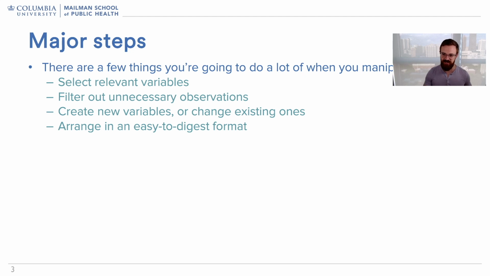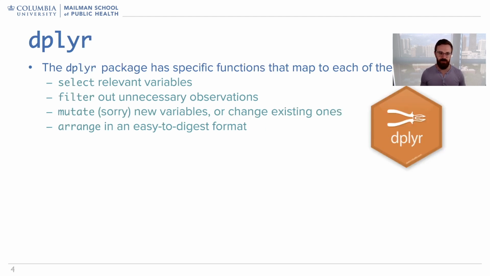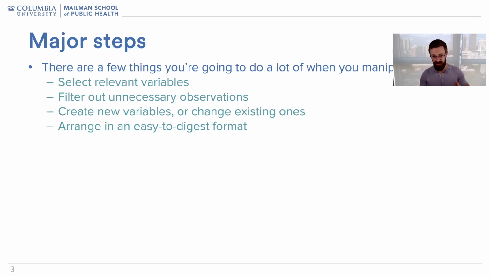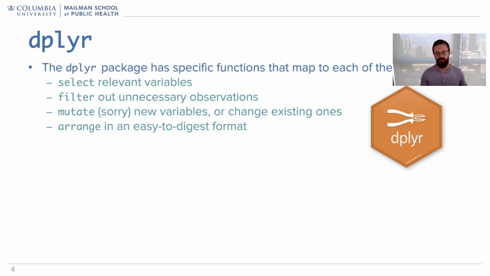Now, each of these steps is going to be implemented in a particular function in the dplyr package. So here are the functions we're talking about. The dplyr package is going to have functions, one that deals with select, which is relevant for selecting variables, one for filter, for filtering out observations. Mutate doesn't exactly translate to the verbs I was using a second ago, but mutate is basically saying I've got some columns and I either need to add variables or I need to change some existing ones. And then arrange is going to put things in that easy to digest format, is going to put things in order.